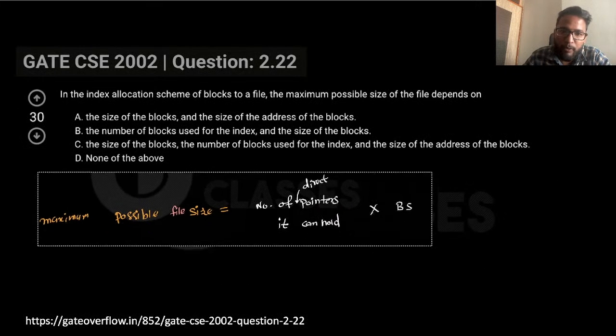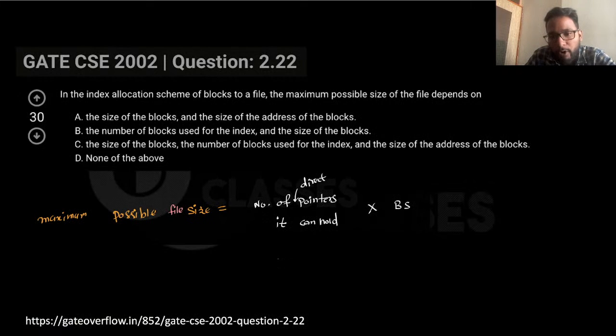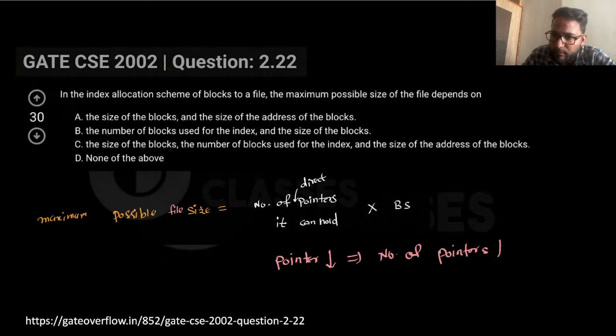So what I'm saying here is that if it is depending on the number of pointers, then if the pointer size is less, then the number of pointers will be more, given that inode size is fixed. You can actually store more pointers. So yes, size of the block definitely depends on size of the address. Size of the address means pointer. It depends on the pointer, because it depends on the number of pointers, and the number of pointers and the pointer size are dependent. So A should be the correct answer. But let's just see if you have a stronger answer. So basically, if you see option C, then option C includes the option A itself, right?